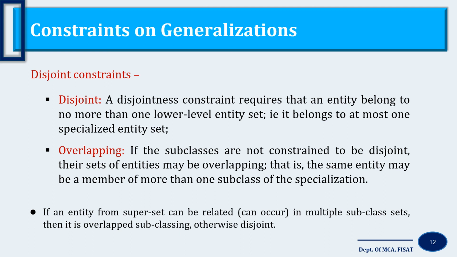Then the second type of constraint is overlapping. That is, it is possible that the same entity may be a member of more than one subclass. A person can be an employee, a person can be a student, or the employee can be a student. That means we can have multiple subclass sets. The same entity may be a member of more than one subclass. So that is overlapping. If an entity from the superclass can occur in multiple subclasses, then it is overlapping, otherwise disjoint.